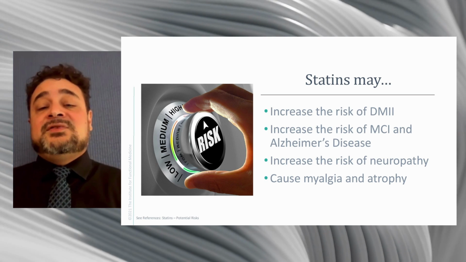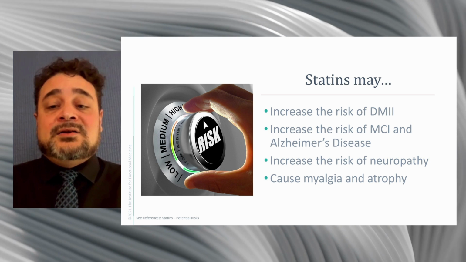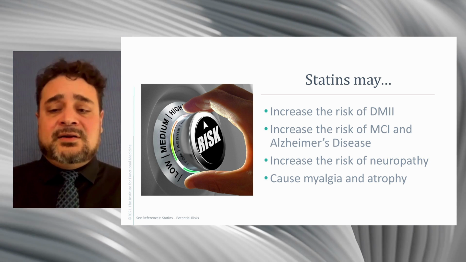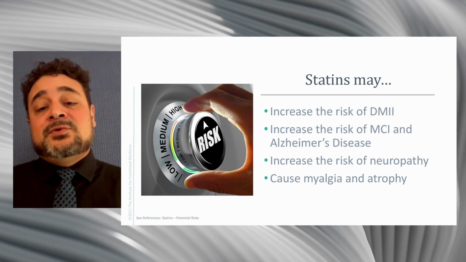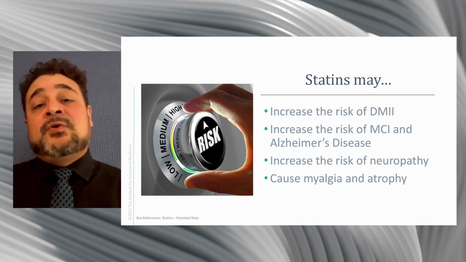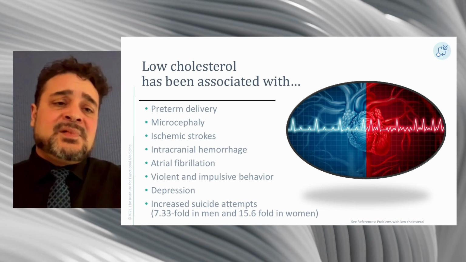Statins may increase the risk of diabetes. They may increase the risk of mild cognitive impairment and Alzheimer's disease. The studies are conflicted on that. They can increase the risk of neuropathy. They can cause muscle pain. They can cause atrophy. They can cause falling in the elderly.